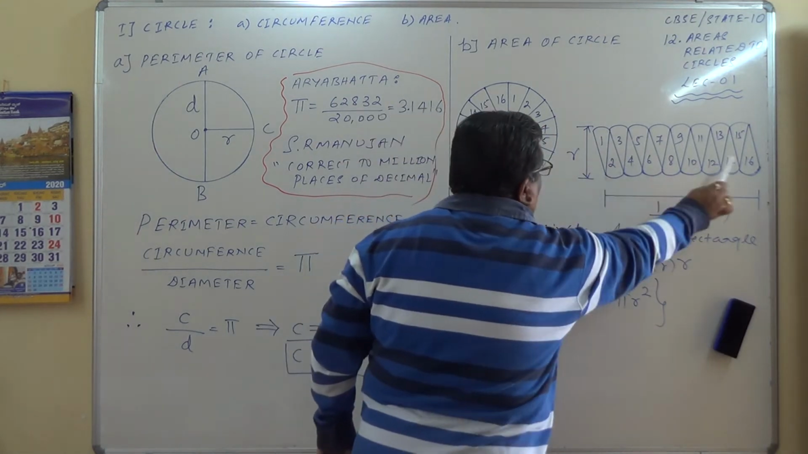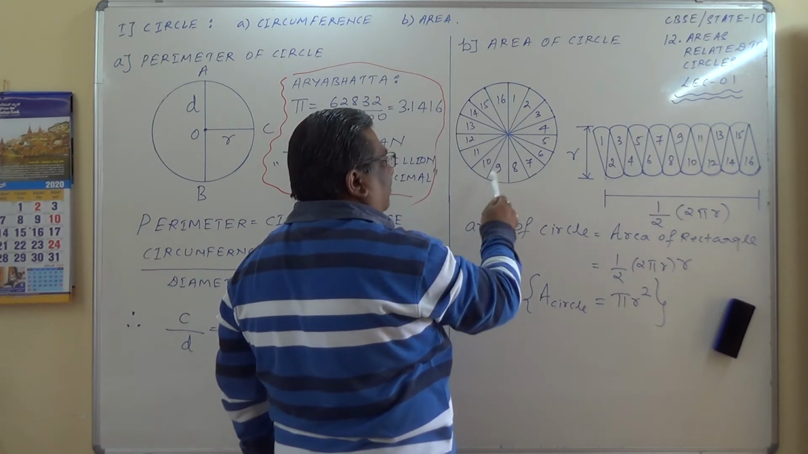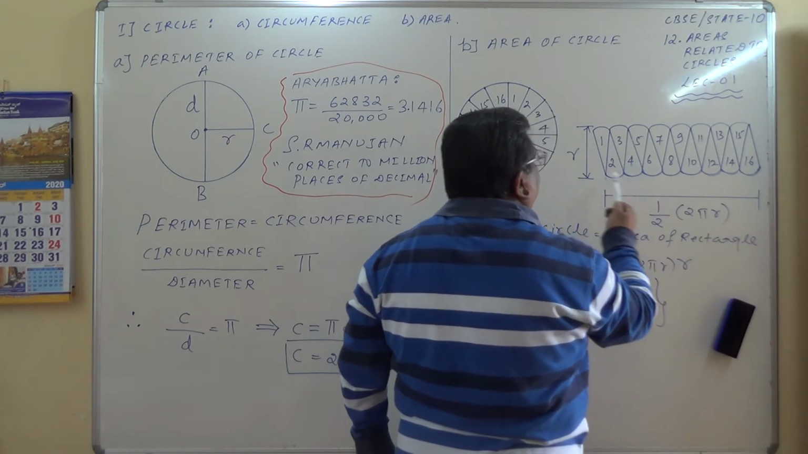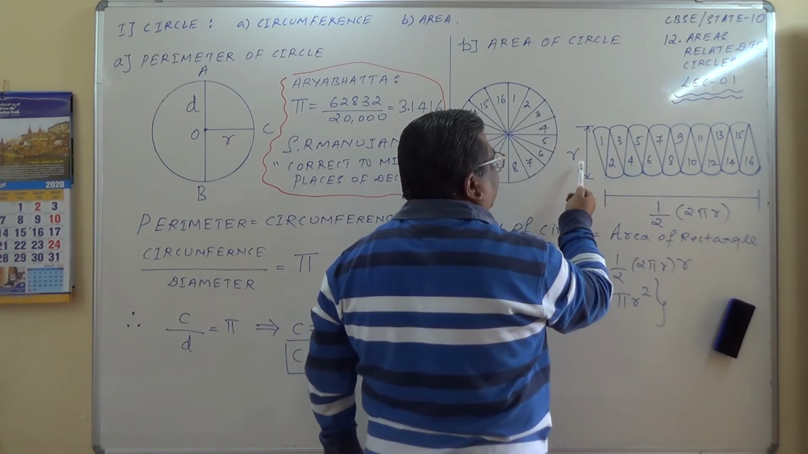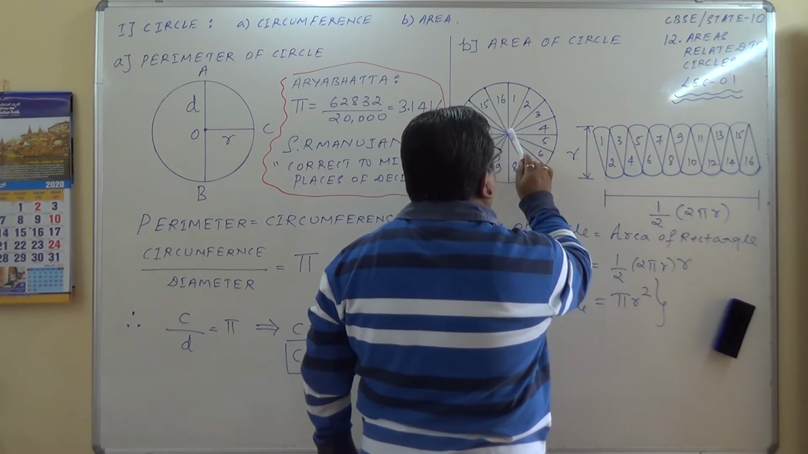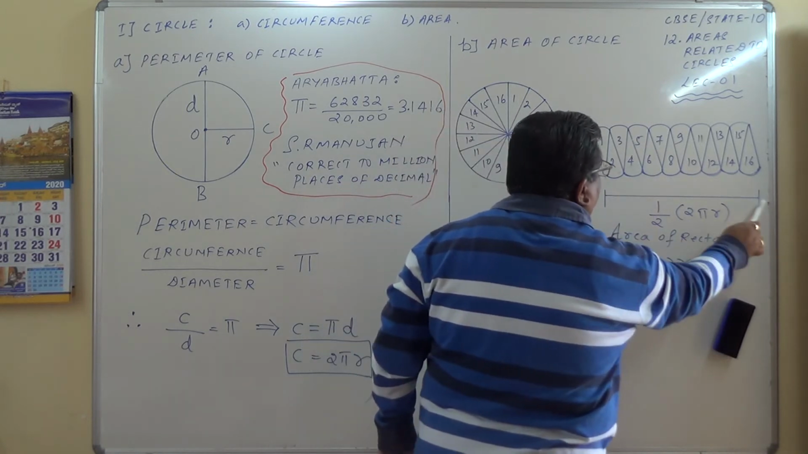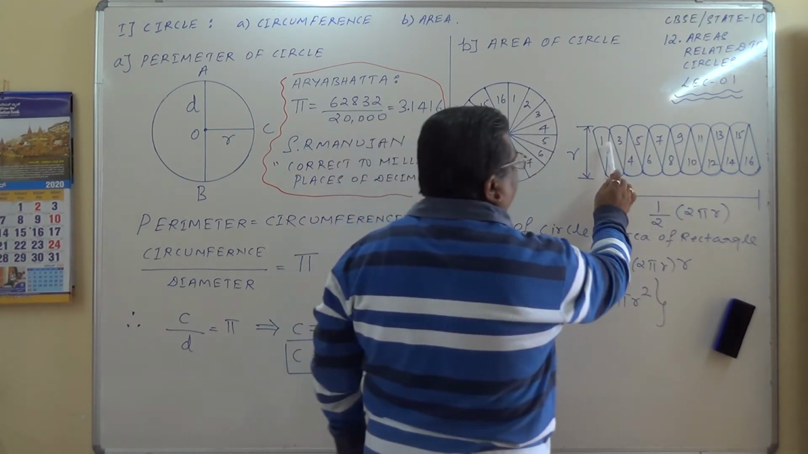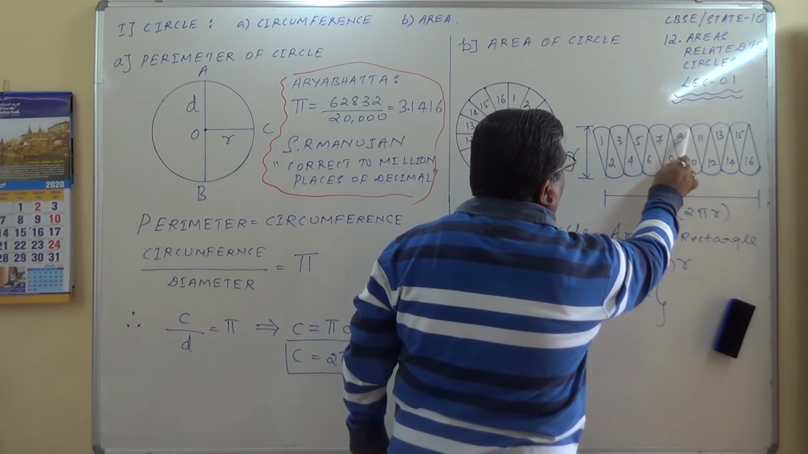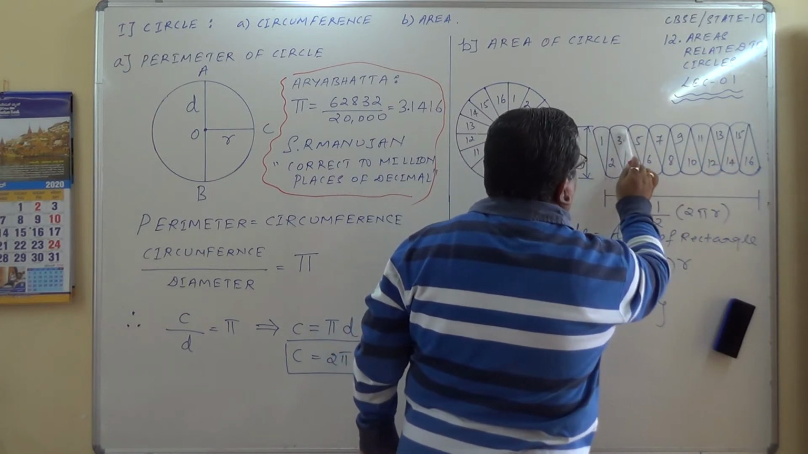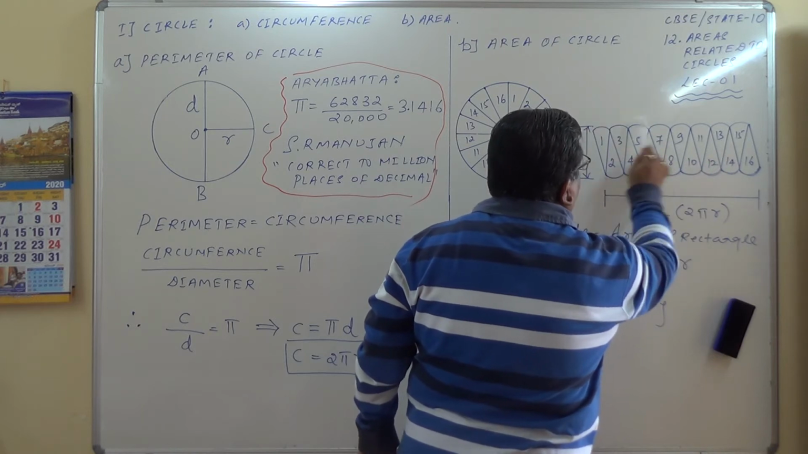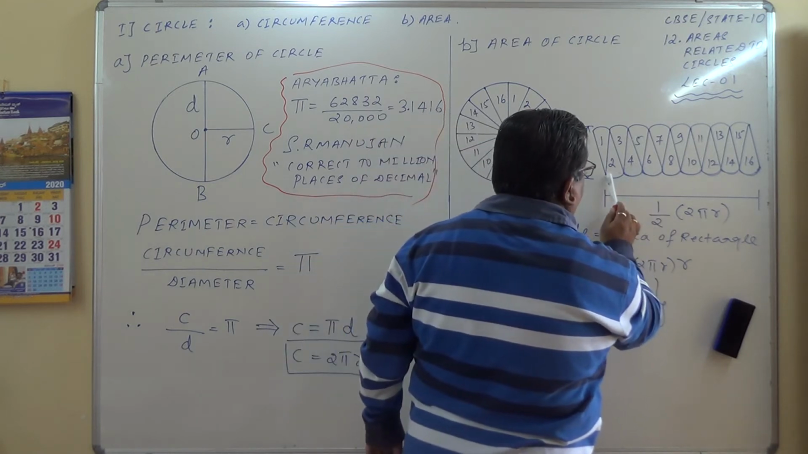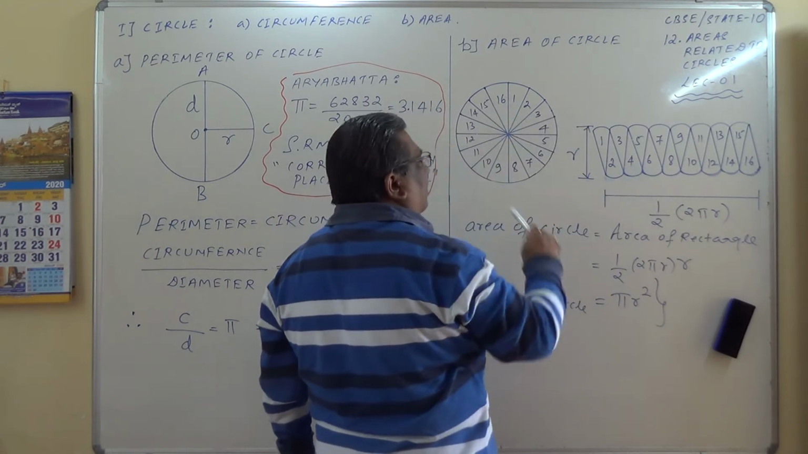If I arrange all these 16 pieces which have been cut, I'll be able to get something like this, a rectangle. The width of the rectangle is r, the radius, from here to here, and this is basically the length. How did I get this length? How many pieces are there on the top side? 1, 2, 3, 4, 5, 6, 7, 8. If I add all these arc lengths, this is nothing but half of the circumference. Similarly, if we add these arc lengths, you will get the remaining half of the circumference.